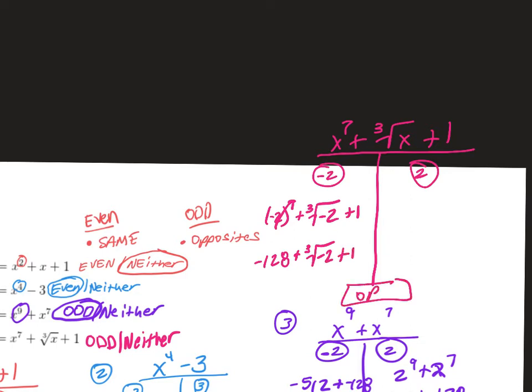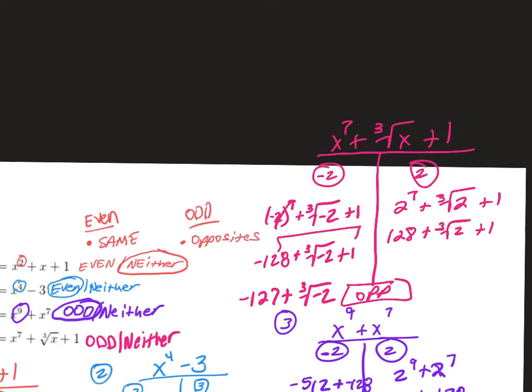If I think this is an odd function, the answers will be opposite of each other. I can combine right here, guys. What's -128 and plus 1? -127 plus the cube root of -2. Now over here, I'm going to do the same thing with +2. So I have 2 to the 7th plus the cube root of 2 plus 1. 2 to the 7th is 128 plus the cube root of 2 plus 1. What's 128 and 1? 129 plus the cube root of 2. Are these two answers exact opposites of each other? Yes or no? No. So my answer here would be what?